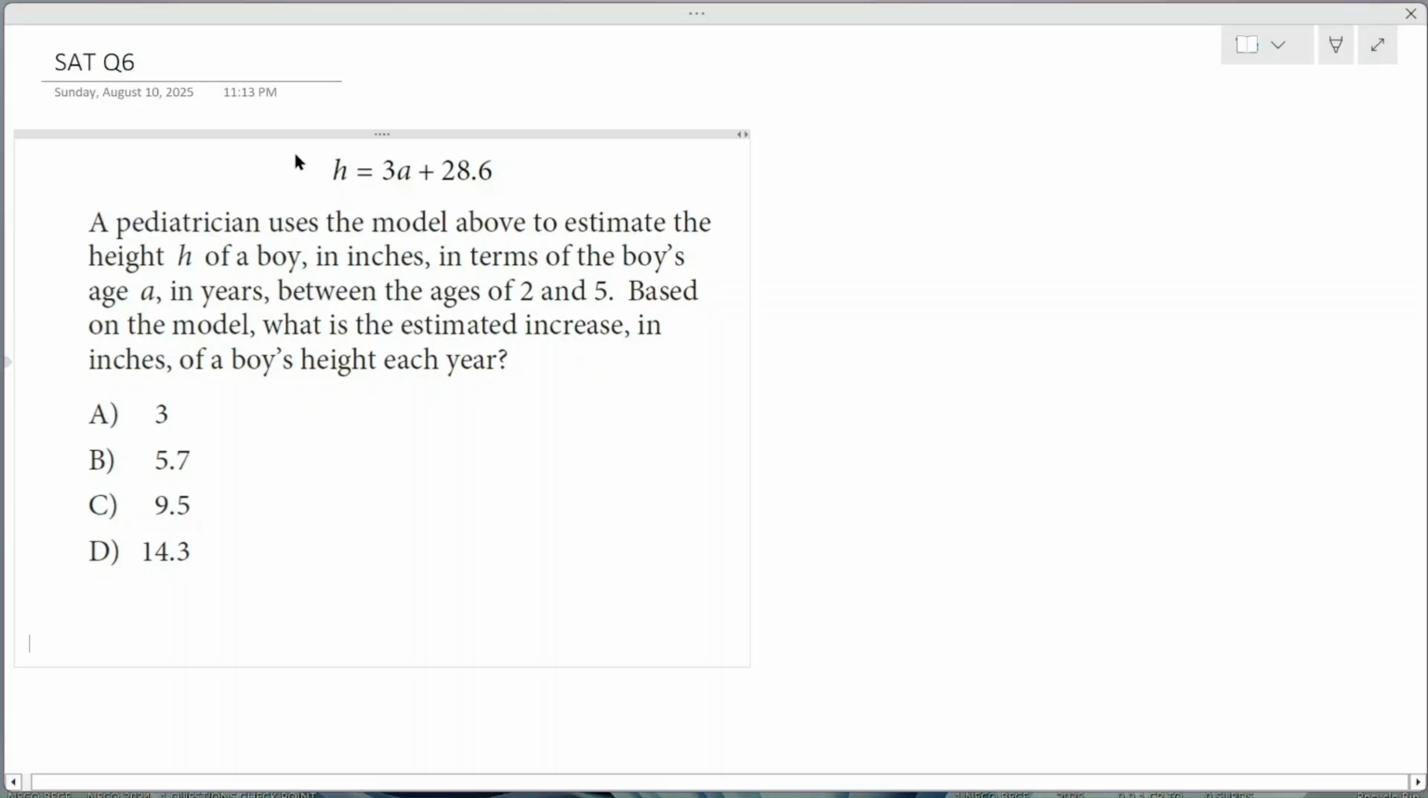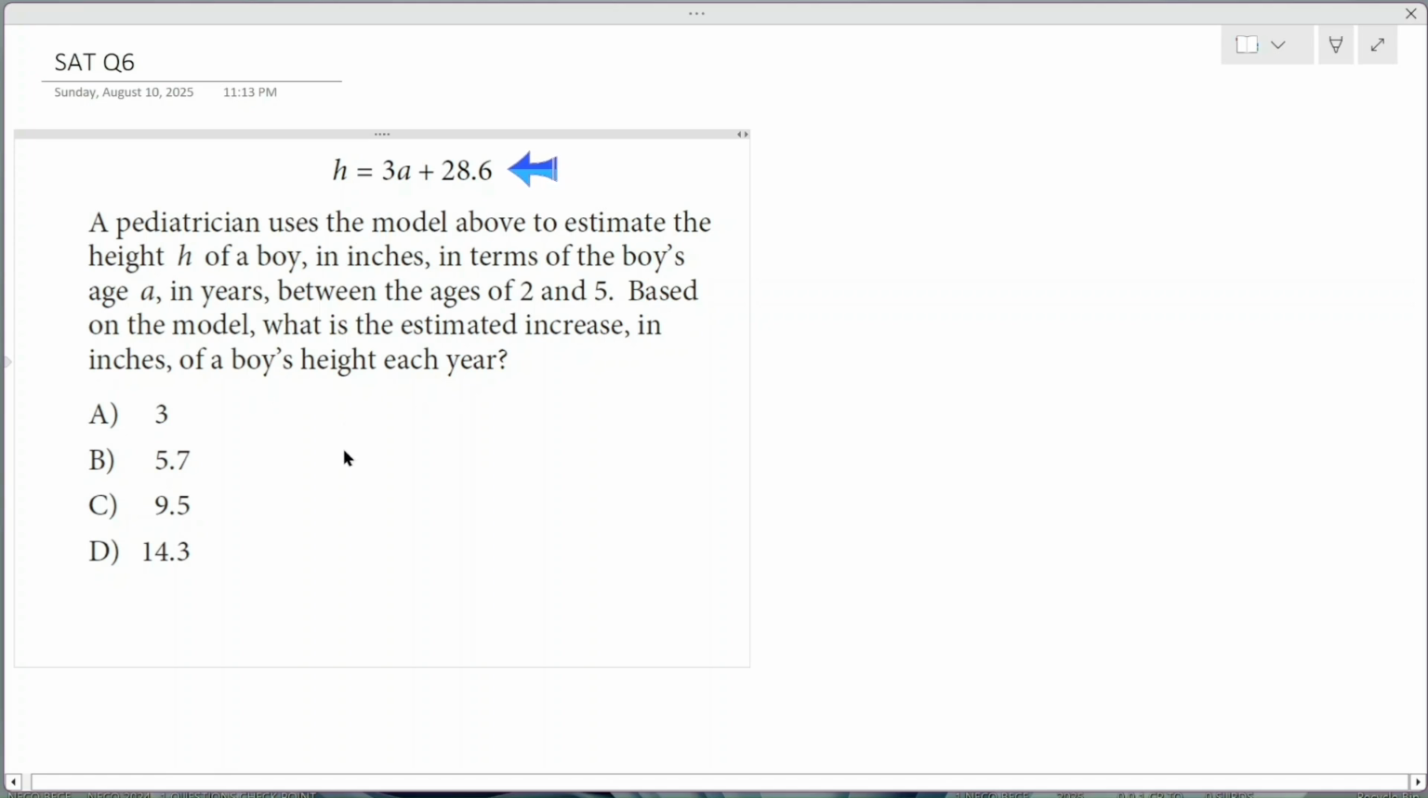Question 6. h equals 3a plus 28.6. A pediatrician uses the model above to estimate the height h of a boy in inches in terms of the boy's age a, in years, between the ages of 2 and 5. Based on the model, what is the estimated increase in inches of a boy's height each year?